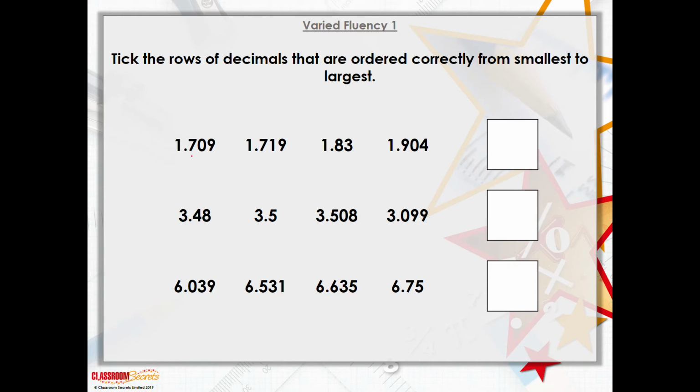7, 7, 8, and 9. So we have a 7 in that one, a 7 in that tenths column, an 8 in that one, and a 9 in that one. So far, they are in order. Let's have a look at the next column there. We've got to go across.